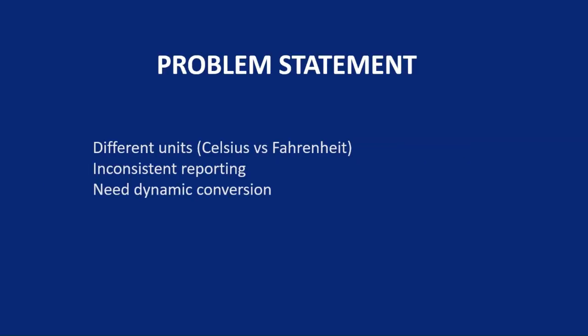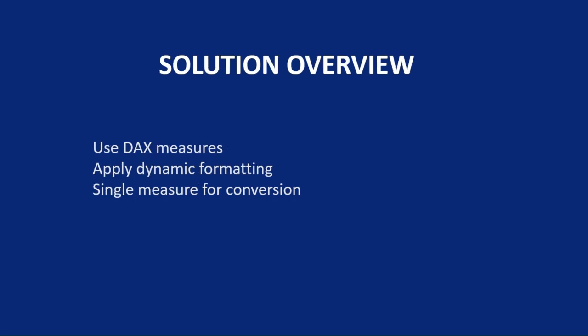So here's the problem. Sometimes your data uses different units, for example, temperatures in Celsius and temperatures in Fahrenheit. This creates confusion and inconsistency in reports. So we need a way to dynamically switch between the units. The solution is to use DAX measures with dynamic formatting. Instead of creating multiple measures, we create one single measure that changes based on your user selections. This keeps your model clean and efficient.